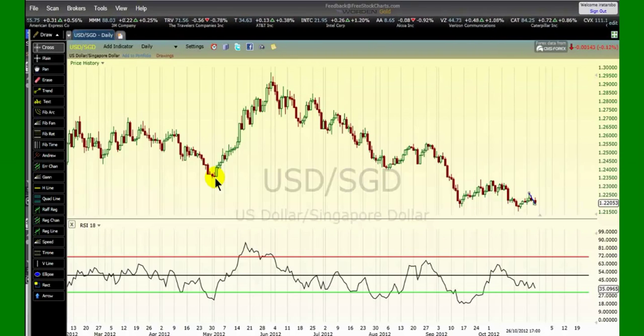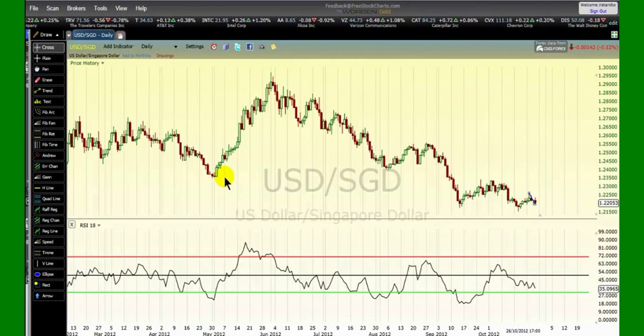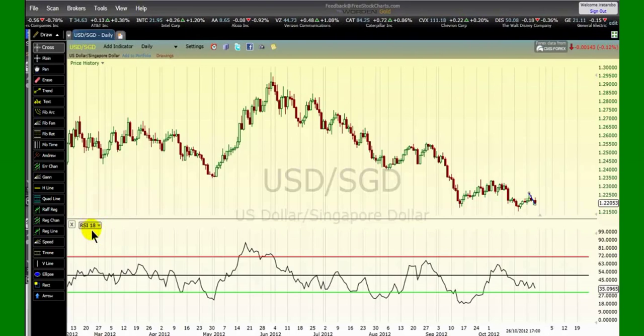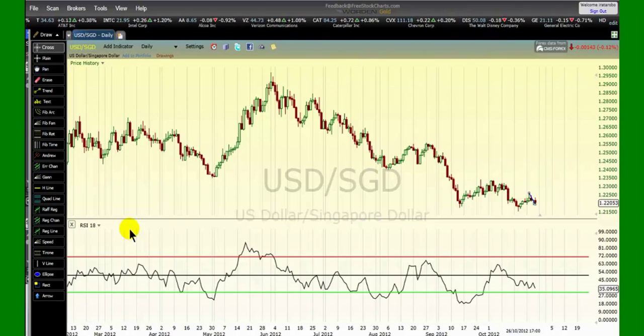We are on a daily chart of the US dollar, Singapore dollar currency pair. This strategy is valid for stock, for commodity, for crude oil, for gold, when we are using the RSI indicator. We are using the RSI indicator period 18, nothing special about it. I just chose 18 instead of 14. I may use 25, I may use 50 or whatever. But I'm using 18 here.